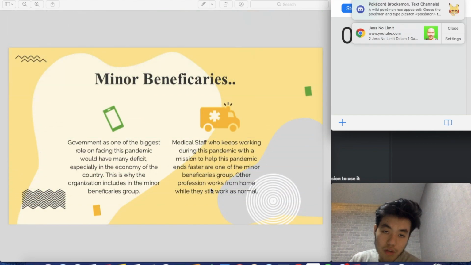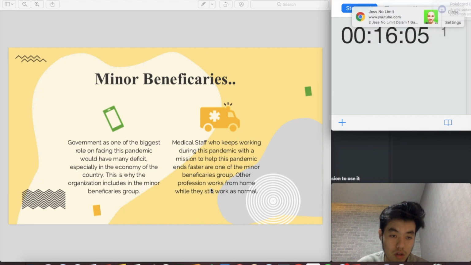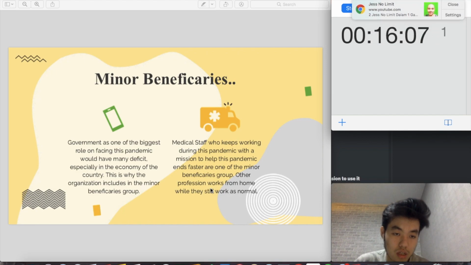So the minor beneficiaries are the government, as one of the biggest roles in facing this pandemic, because it would have many deficits, especially in the economy of the country. This is why the organization is included in the minor beneficiaries group.